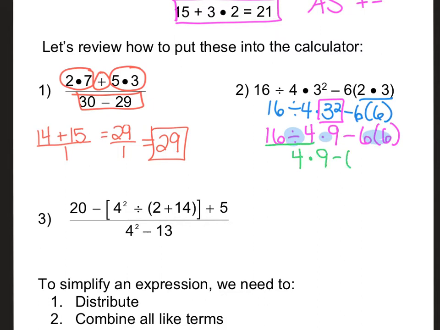Notice I bring down all my steps. It's just good to show your work. Now I'm left with multiplication, subtraction, and multiplication. So 4 times 9 is 36. Minus, I'm going to go ahead and do this multiplication too. 6 times 6 is also 36. Now finally I can subtract, and I can see that my answer to this entire problem is 0.